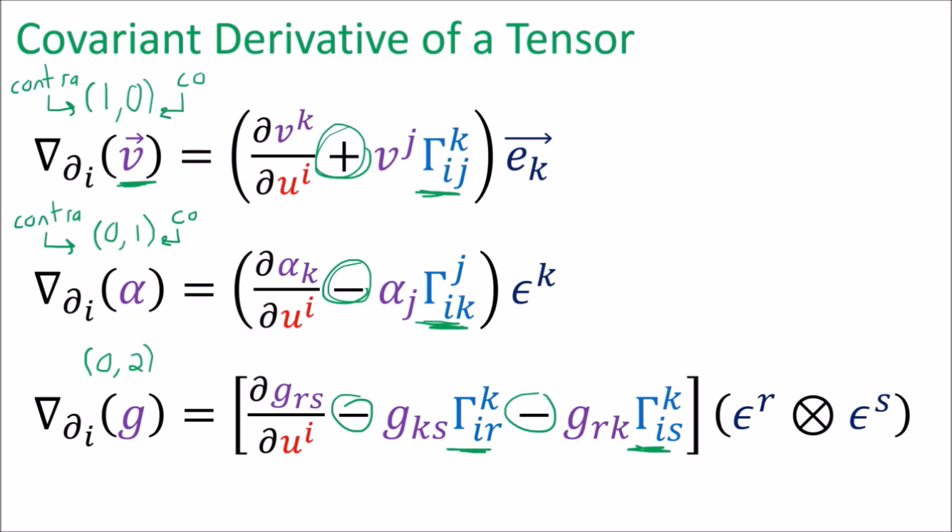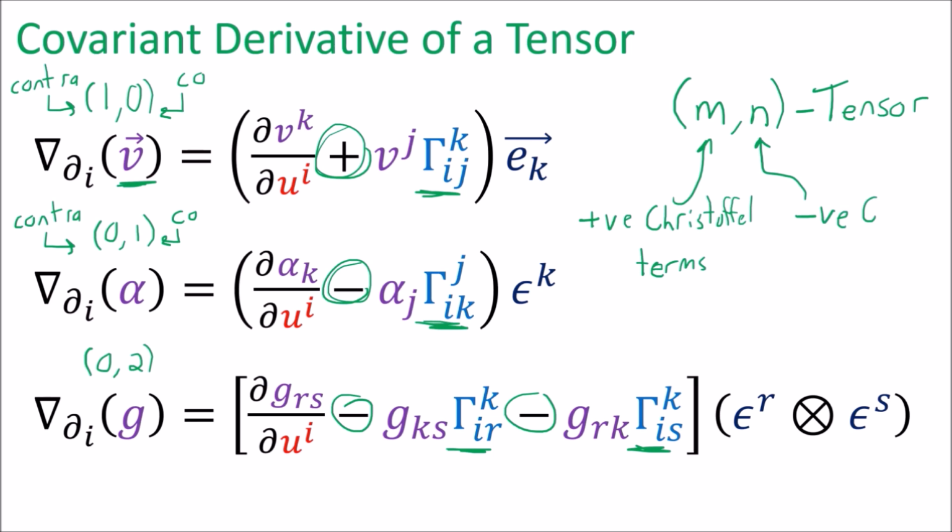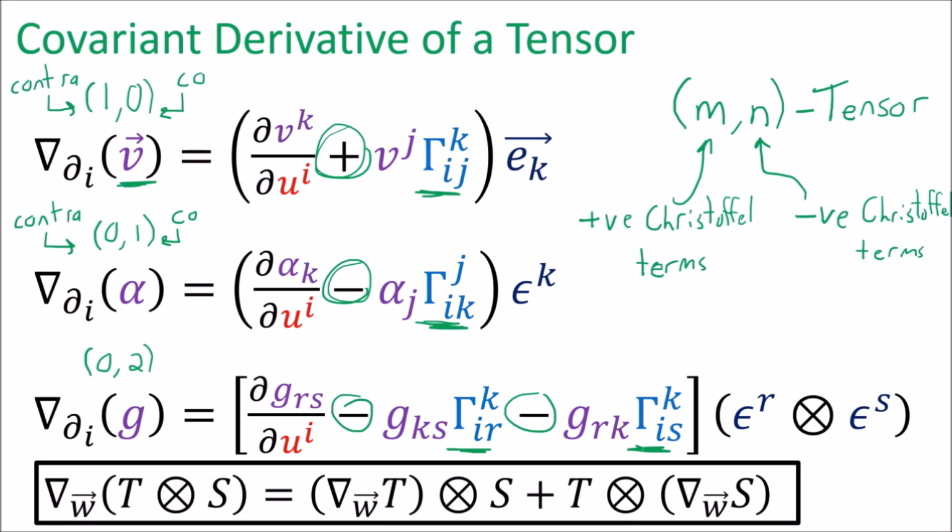Christoffel symbol terms. So basically, the covariant derivative of an (m, n) tensor will give us m positive Christoffel terms and n negative Christoffel terms. Basically, the covariant derivative gives us a derivative term for the components and 1 extra term for every basis vector or covector that we have. So using this rule, we can determine the covariant derivative of any arbitrary tensor.